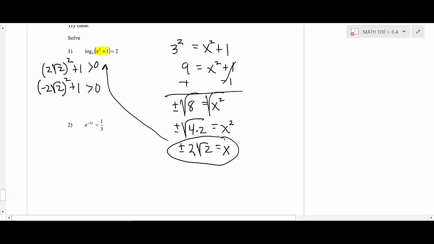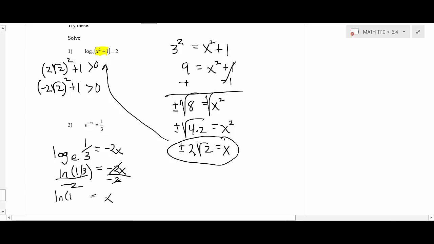Then this last one here, you want to write in log form. What's the base of this logarithm? E. What goes on the right side of the equal sign? Negative 2x. That's the exponent. There you go. Now all you have to do is solve that for x. So you would have ln of 1/3 is equal to negative 2x, divided by negative 2. So your answer would just be x is equal to the natural logarithm of 1/3 all over negative 2 like that.